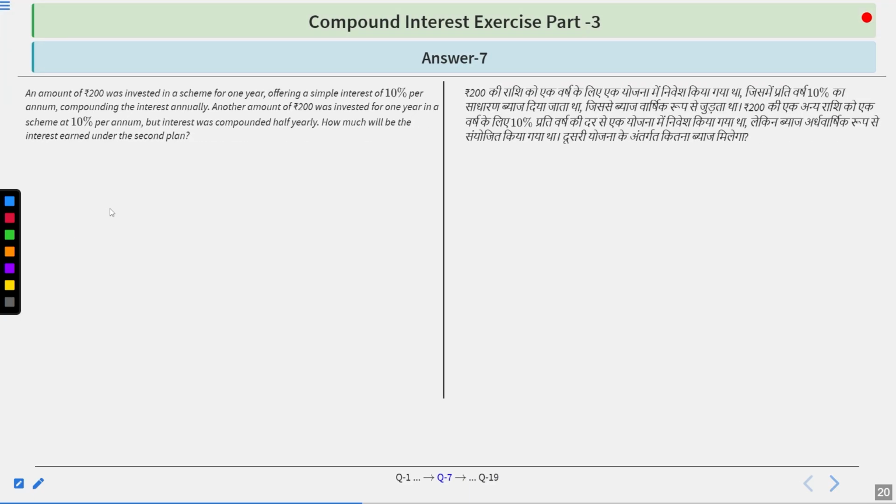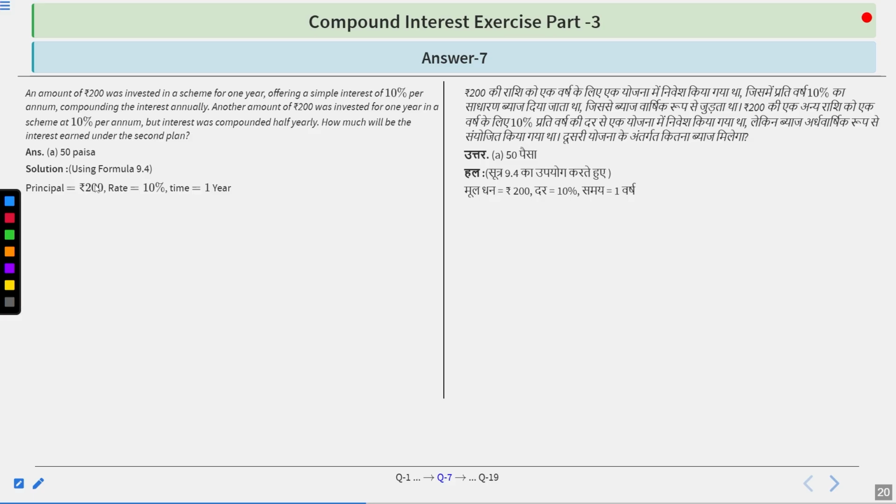So rupees 200 were invested in a scheme for 1 year at 10% per annum compounded annually. And another 200 were invested for 1 year at a rate of interest of 10%, but this time the interest was compounded half yearly. So we have to find how much interest will be earned under the second plan. The answer to this question is option A, 50 paisa, and we are going to use formula 9.4 to solve this question. Principal was rupees 200, rate was 10%, and time was 1 year.